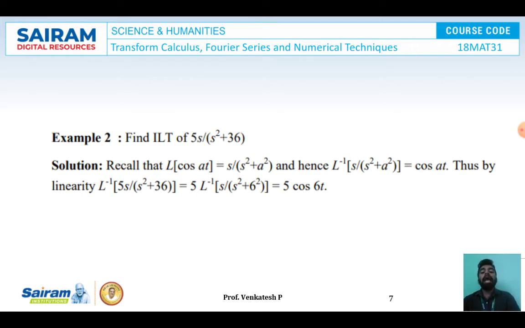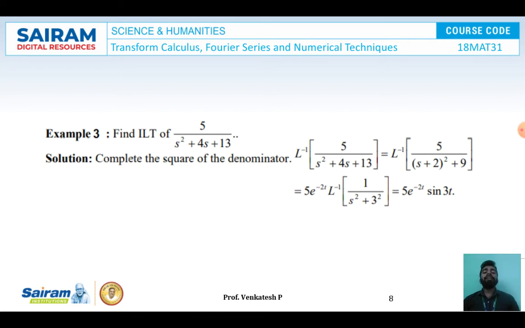So now Laplace inverse of 5s by s square plus 36 will be equal to 5 times Laplace inverse of s by s square plus 6 square, we can write. By applying the linearity property, the constant 5 I took outside. So the constant 5 I'll keep as it is. So this will be equal to cos 6t according to this formula. Therefore, the Laplace inverse of 5s by s square plus 36 is 5 into cos 6t.